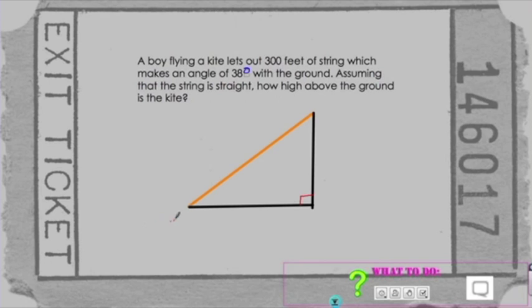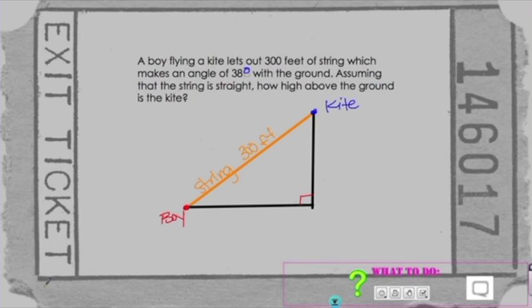So this is our right triangle here. Okay, so I'm going to label those pieces. That means that the boy is down here at this point, the kite is up here at this point, and the kite string is what we have in orange, which is 300 feet.